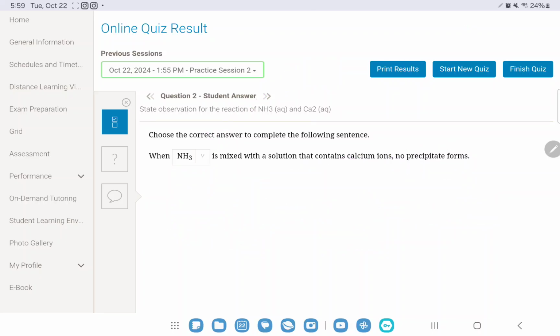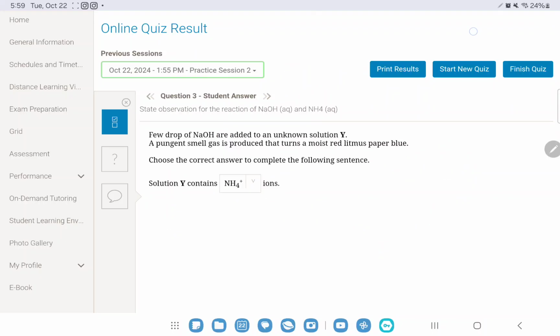So let's move on to the next one. Okay. So here we have to read the questions really well. You added NaOH to unknown solution Y. Pungent smell gas. Now when we see pungent, that alone can give us the answer, because we only have two pungent or strong smelling gases. The only two that have a pungent smell are chlorine gas and NH3. Oh wait, these are gases. Here we're using ions, sorry. Okay, so for ions it's easier.